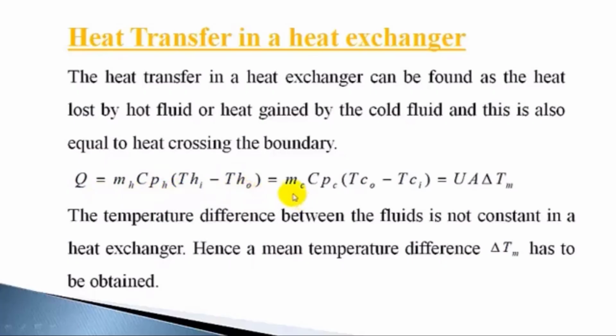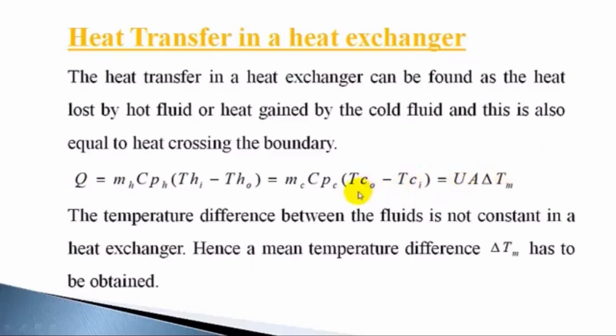And mc is the mass flow rate of the cold fluid. mc Cpc into Tco minus Tci, the temperature of the cold fluid at the exit, will be higher. Cold fluid temperature at the exit will be higher, and cold fluid at the inlet will be less.